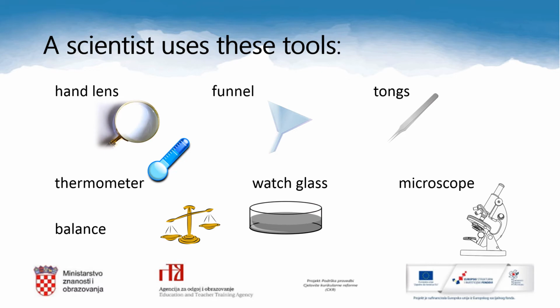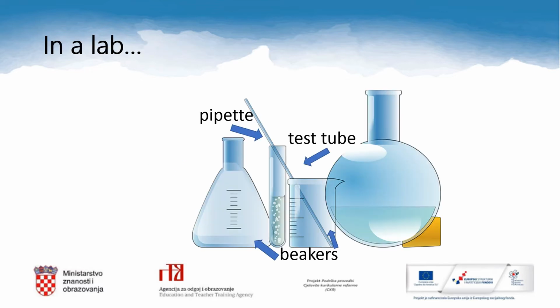With a microscope you can see things much better, and with a balance you can weigh different substances. Some other tools are used in a lab like pipettes, test tubes, and beakers. Beakers are used to put liquid in them and then to test them.